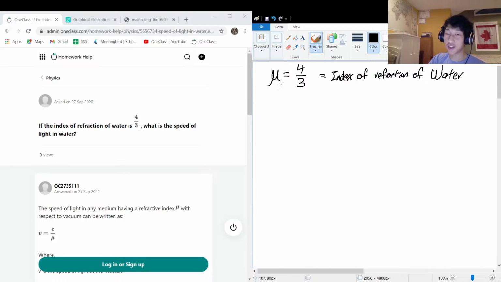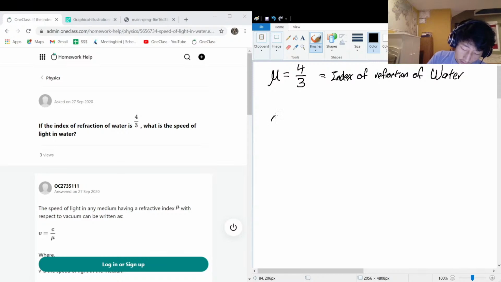Okay, so this is just a property of the material. If we were asking what the speed of light is inside of, I don't know, oil, we would have a different index of refraction. Or if we did glass, or something like acrylic, we would have different mu values. So this is just a property of the material, and we are looking for the speed of light in water. So we can set up our equation like this.